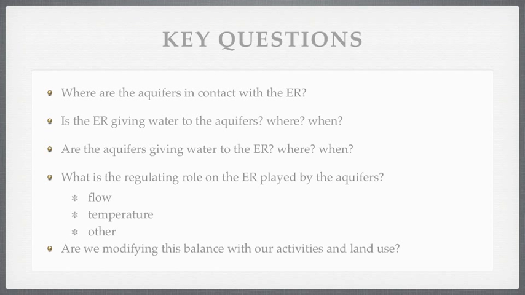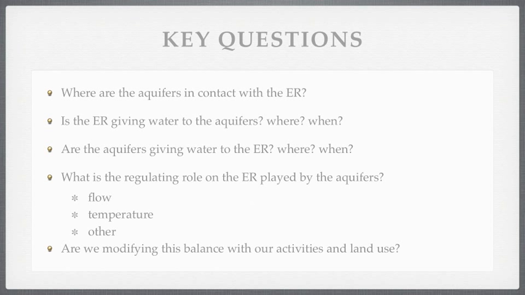What were the questions that we wanted to answer when we started the study? We wanted to identify where the aquifers were present near the Englishman River. We wanted to understand if the Englishman River was providing water to the aquifers, or on the contrary, if the aquifers were providing water to the Englishman River, and also when that was taking place in the year. We wanted to understand if the aquifers had a regulating role on the Englishman River.